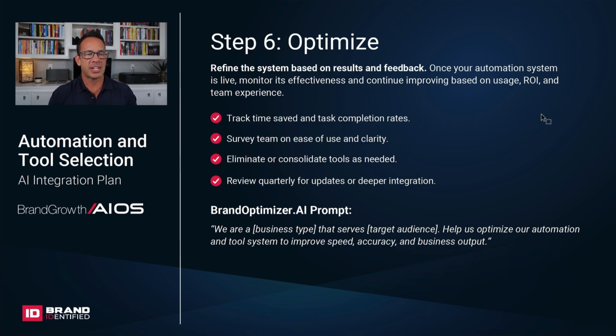So step number 6, the final step here, is to optimize. Refine the system based on results and feedback. Once your automation system is live, monitor its effectiveness and continue improving based on usage, ROI, and team experience.